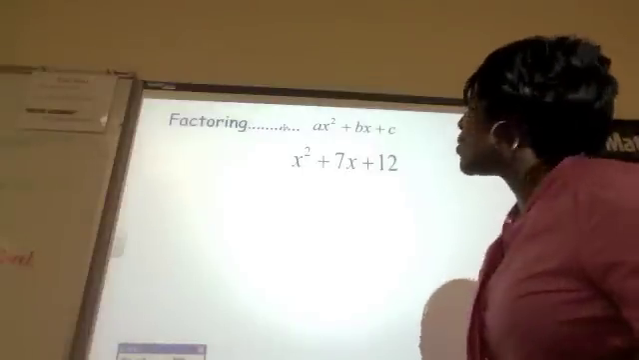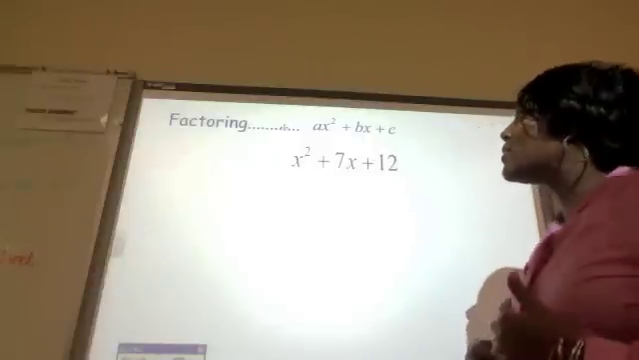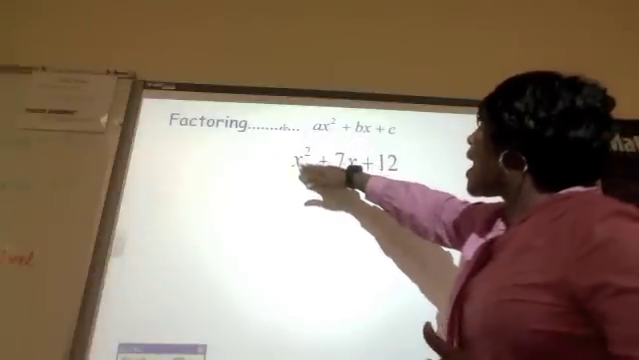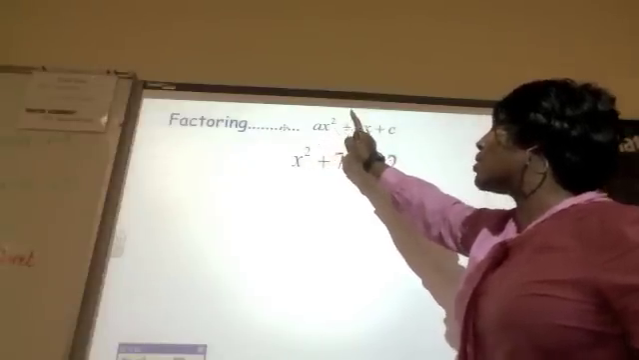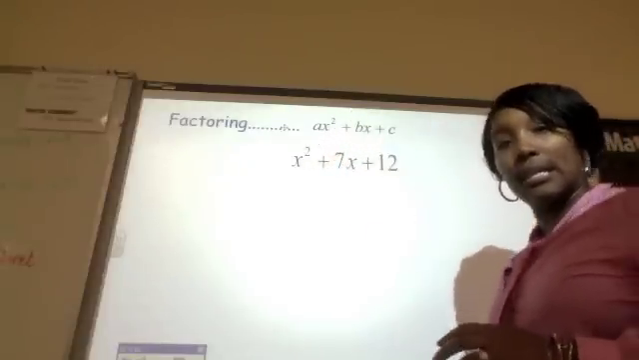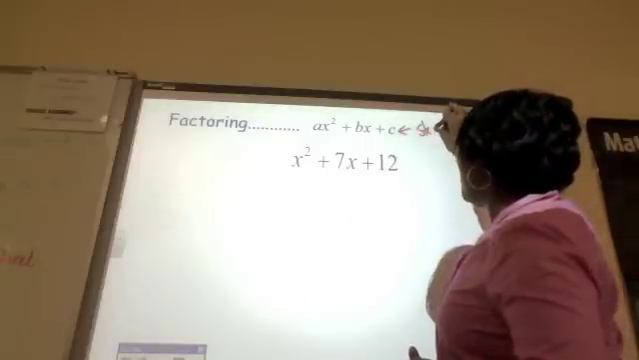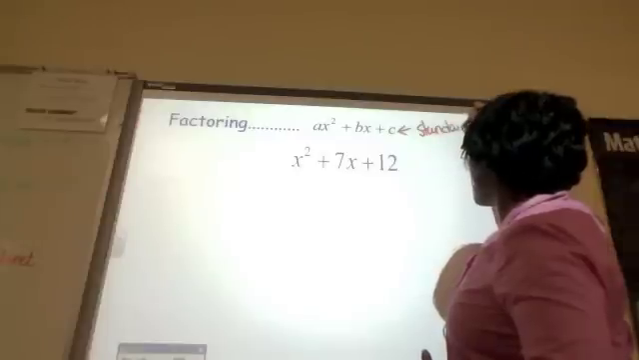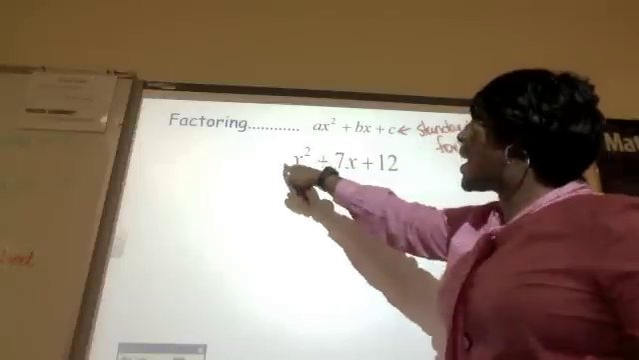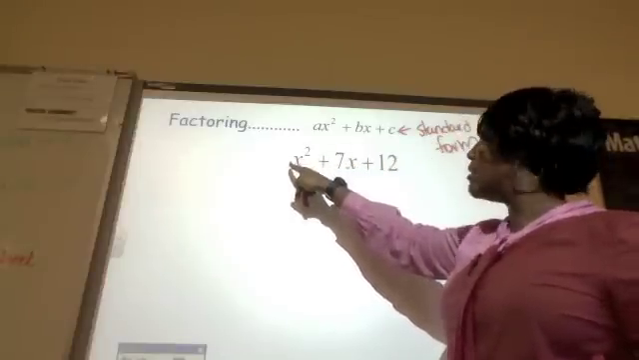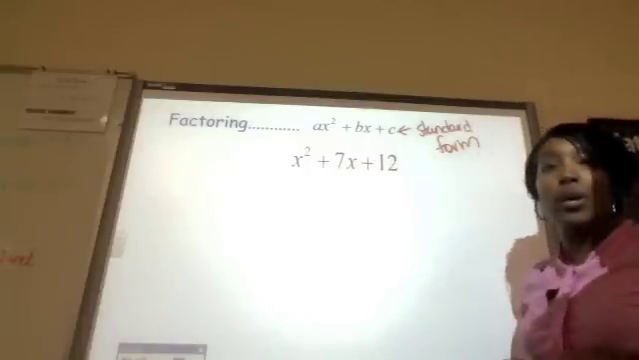Okay, so today we're going to be talking about another type of factoring. This is factoring when you have a trinomial in the form of ax squared plus bx plus c. This is what we call standard form. Okay, so here our a would be 1, b would be 7, and c is 12.